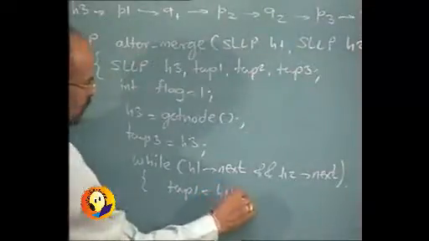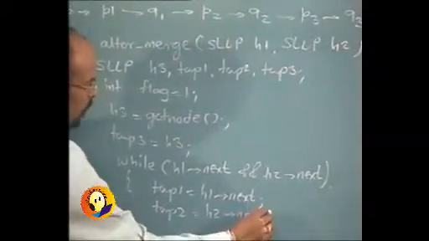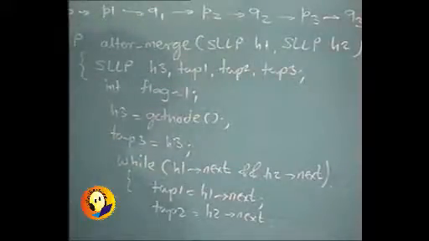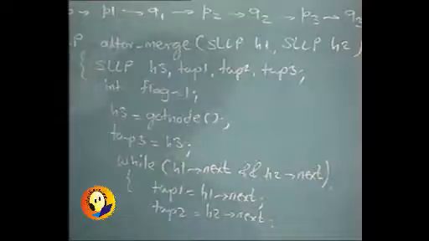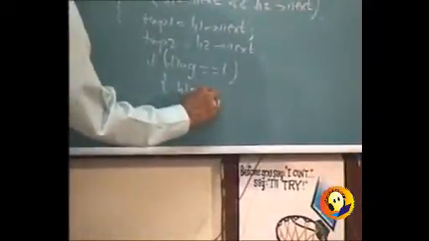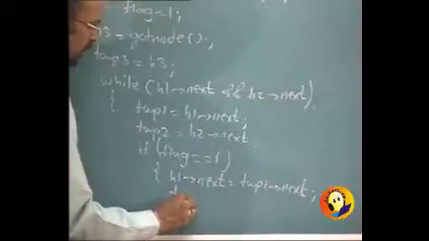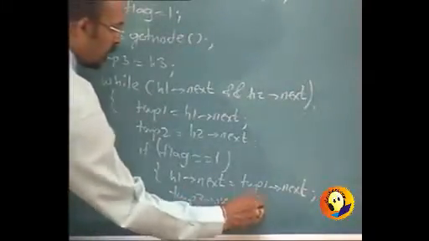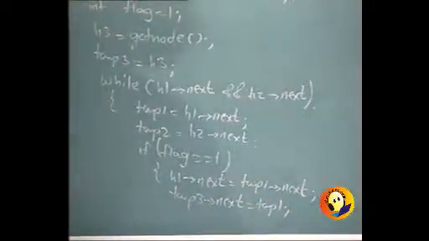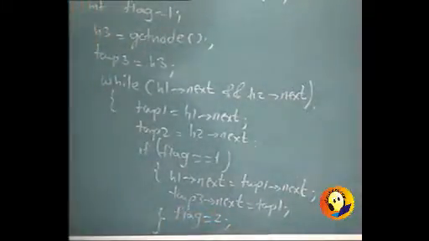Temp1 will be H1 arrow next. Temp2 will be H2 arrow next. Now when flag is 1, you are required to delete the node from the first list. If flag is 2, delete the node from the second list. So you will have to check the value of flag. If flag is equal to 1, you will say H1 arrow next equal to temp1 arrow next and attach the node as temp3 arrow next is equal to temp1. So you have detached the node from the first list, attached it after the temp3 in the third list, and then next time you want to detach the node from the second list, so flag should become 2.